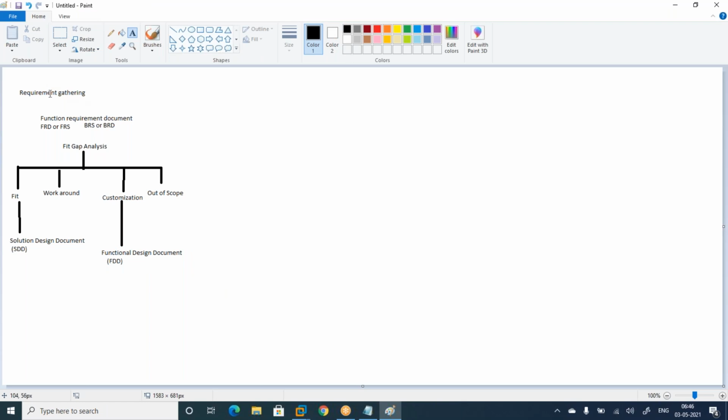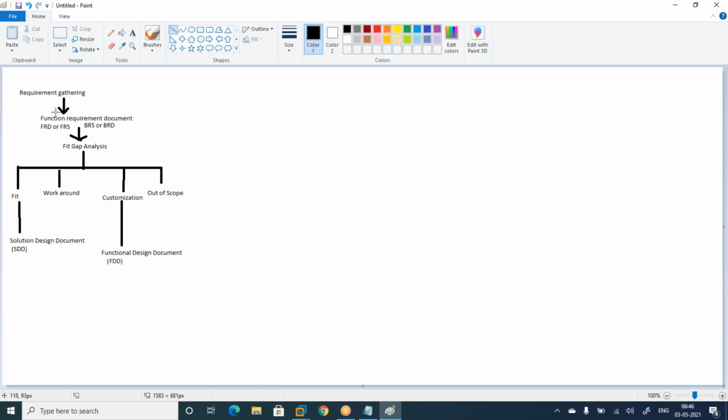So one is requirement gathering. Usually, earlier, whenever I was providing training to many people, I would ask them to take a notebook and write down whatever I'm teaching every time. But nowadays I'm not using that word. So it is better to write down like this. Okay, so the step-by-step process.